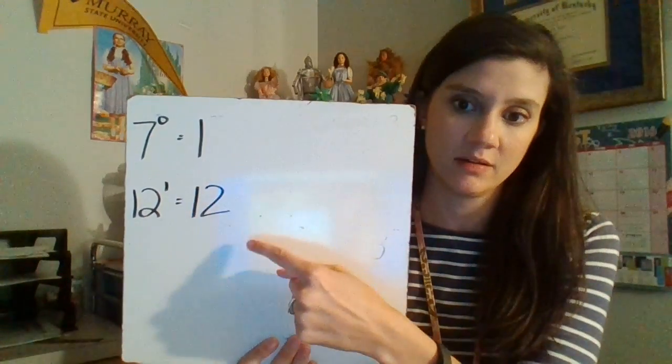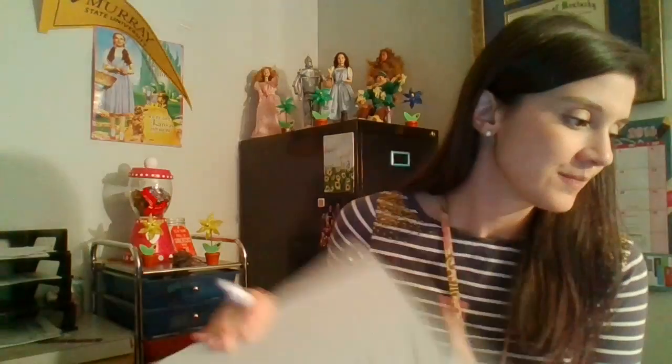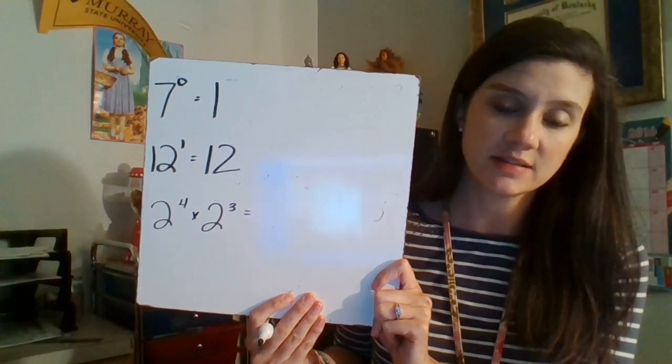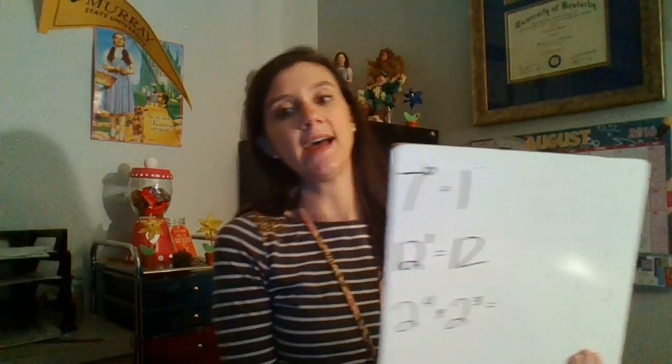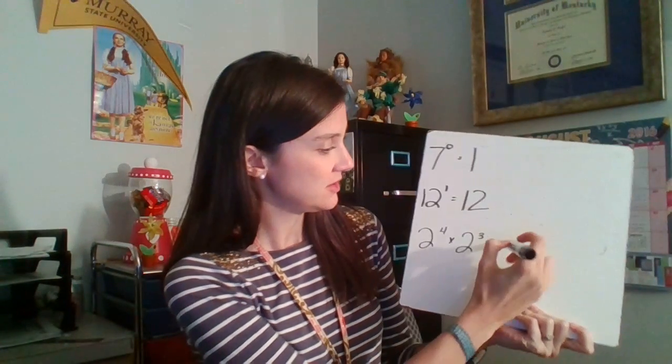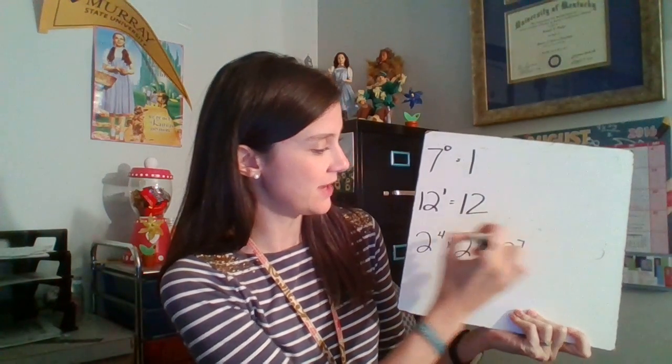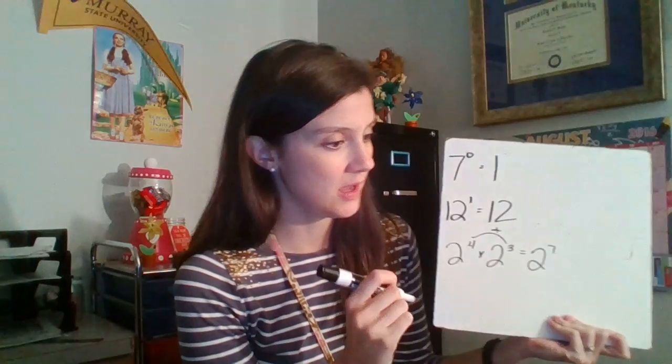But the first one, 7 to the 0 power, is just 1. 12 to the first power is just 12. So for the first two, you would have 1 and 12. Then the third one is 2 to the 4th power times 2 to the 3rd power. Since the bases are the same, you just add the exponents. So 2 to the 7th power. Just add.